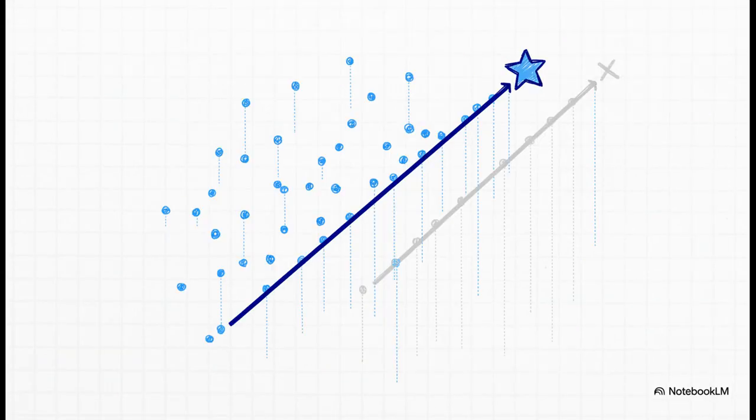Well, the answer is actually pretty elegant. The best line is simply the one that makes the smallest mistakes. You measure the gap between what your line predicted and what sales actually were for every single past sale. And the line that has the smallest total error, the one that's the least wrong overall, that's your winner. That's our best fit line.